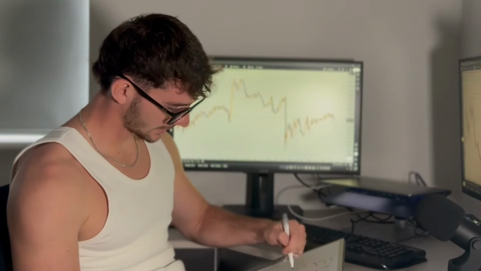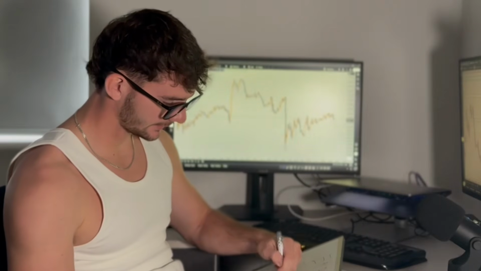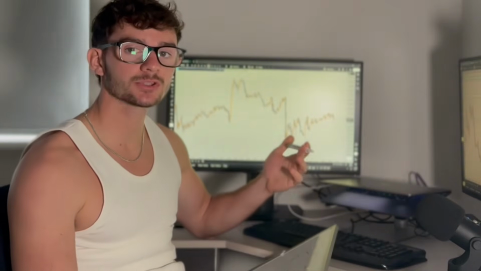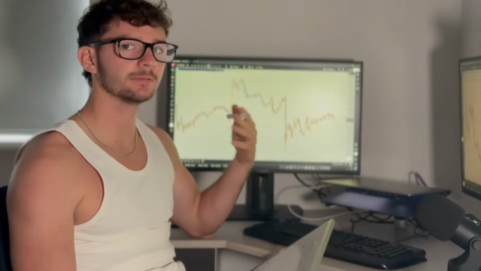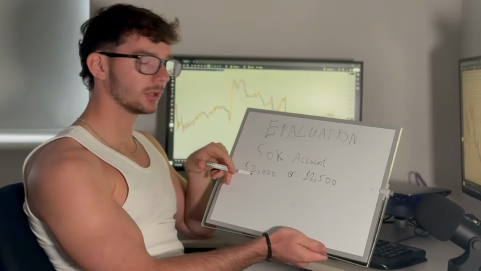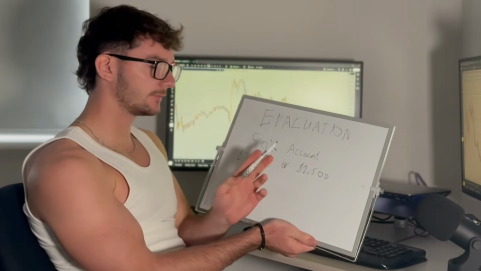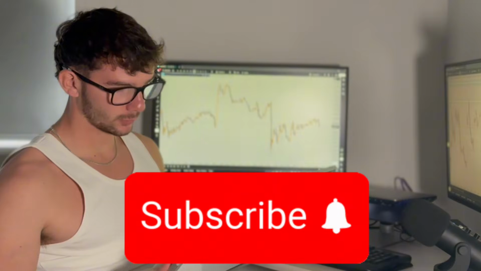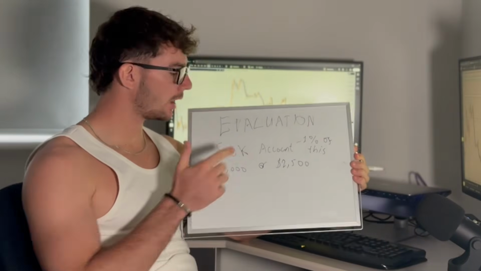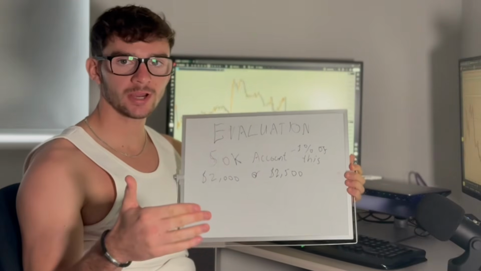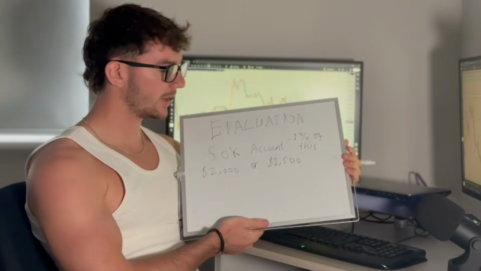Now, for evaluation accounts, we're going to use the example of a 50k account. And by the way, I will trade evaluation accounts a lot more aggressively than I'll trade the funded accounts, as you probably should do. If you have a firm like TopStep, you'll have $2,000. Or if you have a firm like Bulenox, you'll have $2,500 on a 50k account. Now, the way I approach a 50k account with an eval is I will do 1% of whatever the actual account is. So if it's a 50k account, I will do 1% risk of $50,000. Which is $500 of risk. This is for an eval account.